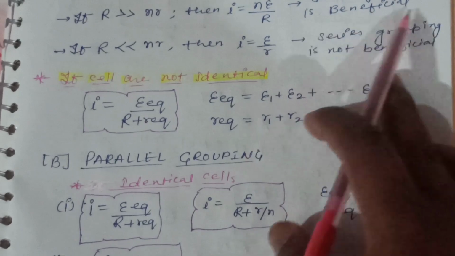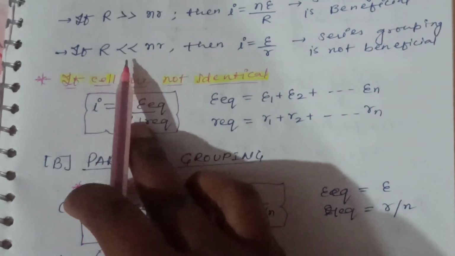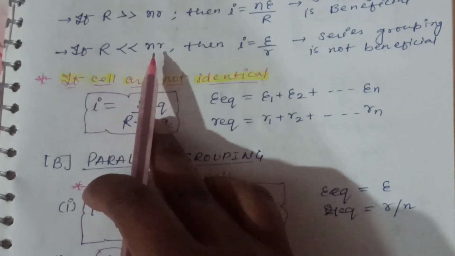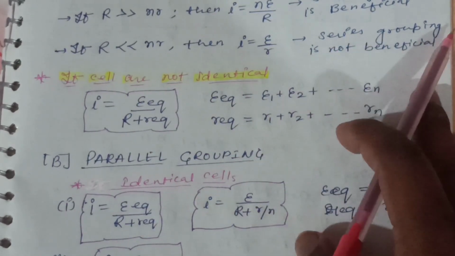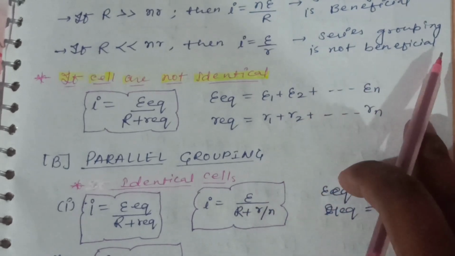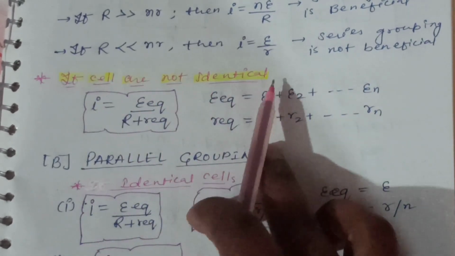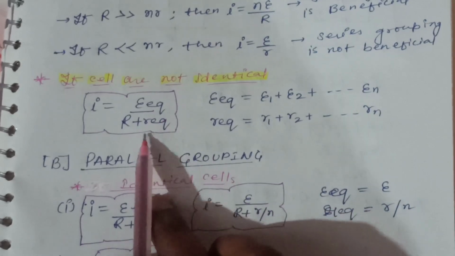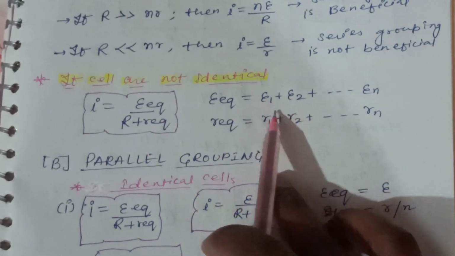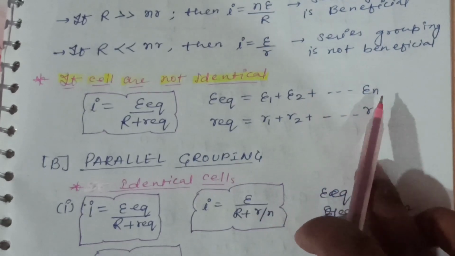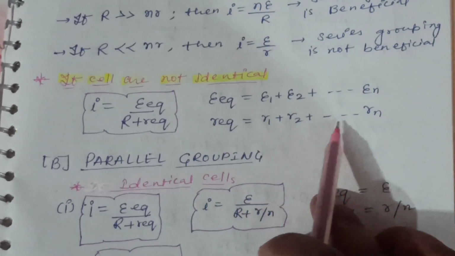Series grouping is beneficial if R is greater than NR. If R is smaller than NR, then I is equal to E upon R, and series grouping is not beneficial. If cells are not identical, I is equal to E equivalent upon R plus R equivalent, where E equivalent is equal to E1 plus E2 plus up to En, and R equivalent is equal to R1 plus R2 plus up to Rn.